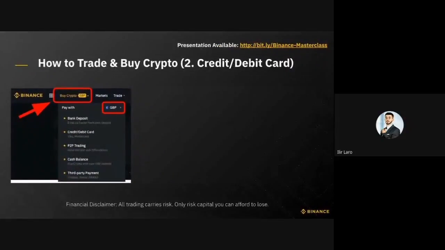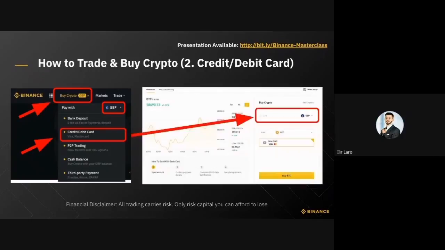So the second method to buy crypto is the credit and debit card. Similar to the previous process, you go on the navigation bar, you hover over buy crypto, and then instead of clicking cash balance, you actually click on credit debit card. And similar to the previous section, the UI interface is the same. It's just now you're using a different method. Now you're using credit and debit card instead of your cash balance.